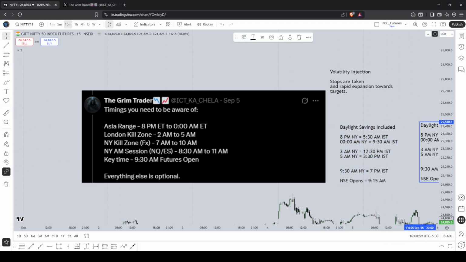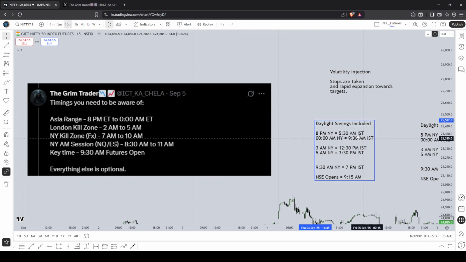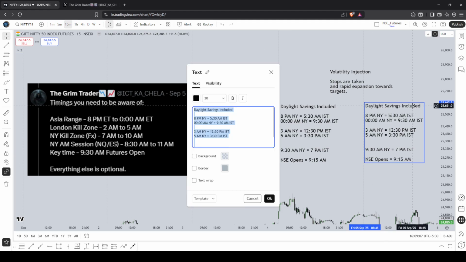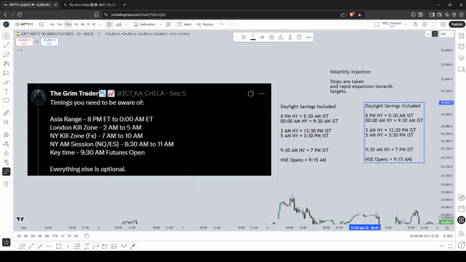If daylight savings is suspended after November, everything moves back by 1 hour. 8 p.m. New York becomes 6:30 a.m. India time. This becomes 10:30 a.m. You get the idea.